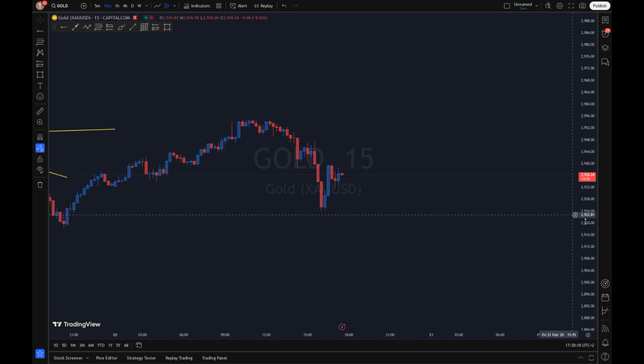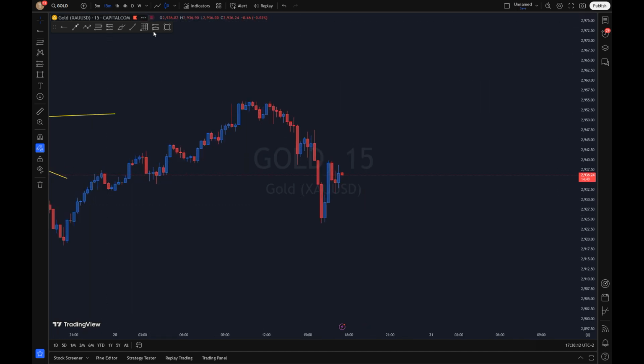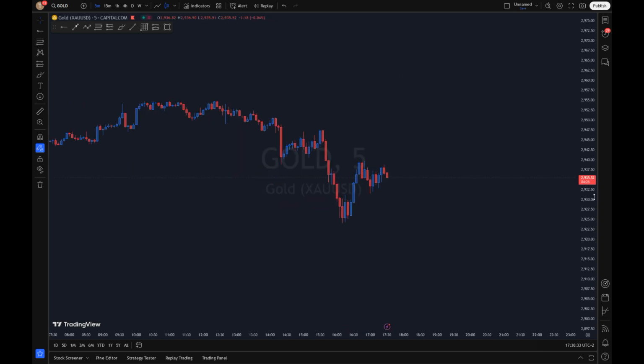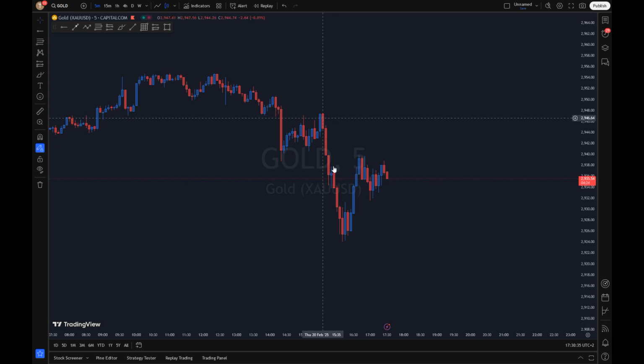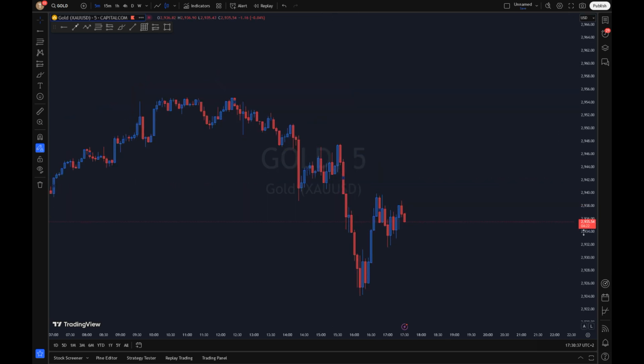I missed this correction right here because I didn't reanalyze. I wanted to demonstrate for you guys why that entry was a loss. So, another entry missed, and this is the missed entry I'm talking about.